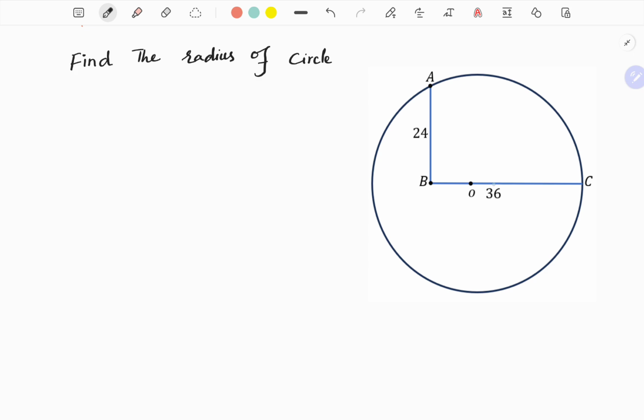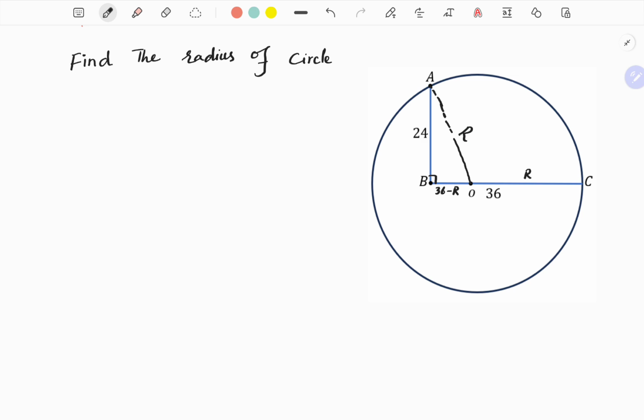Since OC is the radius of the circle, we can write the length BO as 36 minus R. If we complete a triangle from A to O, it's a right triangle where the 90-degree angle is at point B, and this length is equal to the radius of the circle.